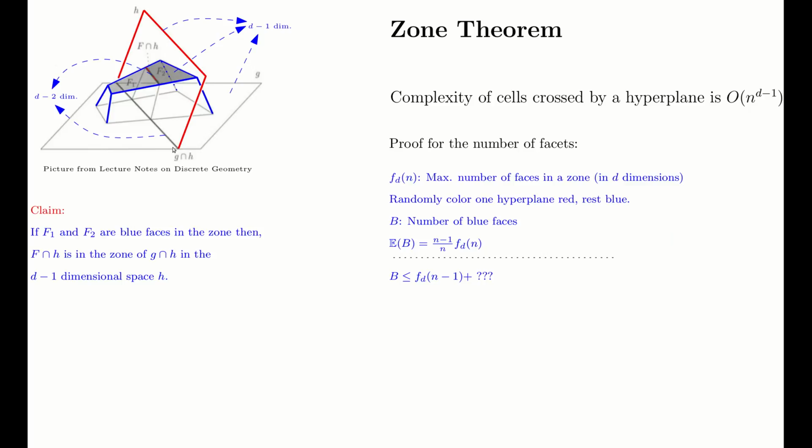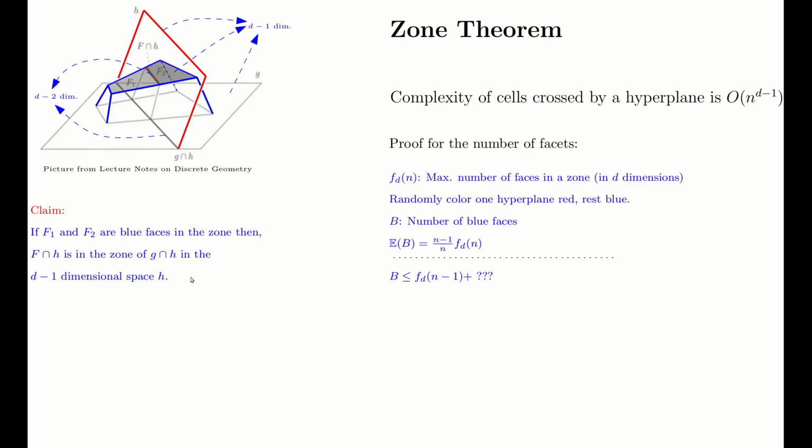The proof of this claim is relatively straightforward. The fact that both F1 and F2 are inside the zone of G means that I can connect some point on F1 with a straight line segment to some point on G, and the same for F2. Because the cells in the arrangement of hyperplanes are convex, it follows that the convex hull of these 4 points will be inside the cell, and therefore it follows that I can connect some point on this object to some point on this other object with a straight line segment, and thus it follows that F intersection with H is inside the zone of G intersection with H.